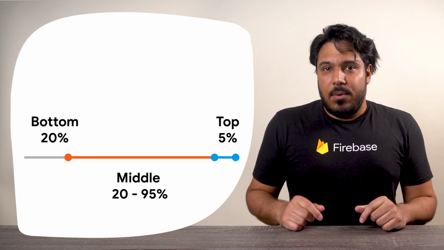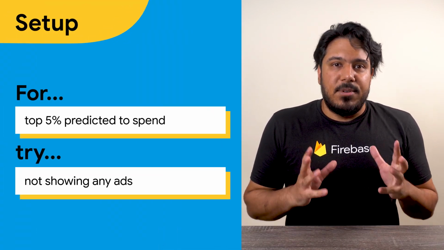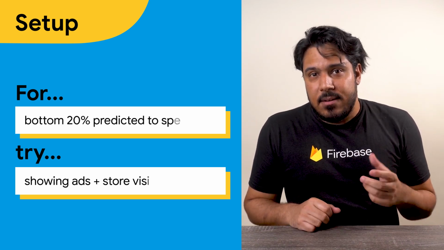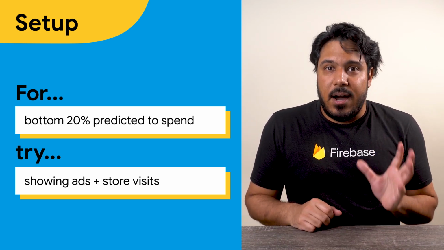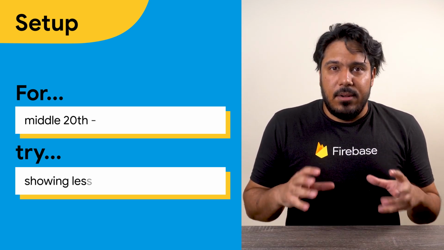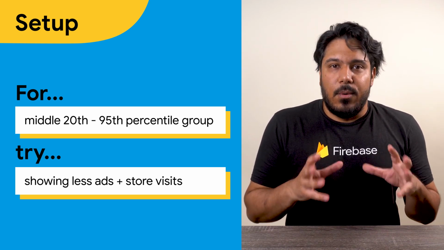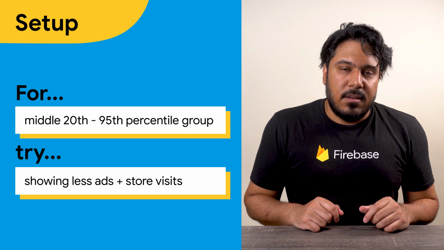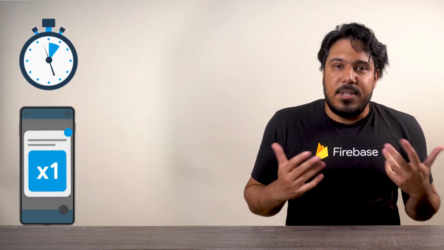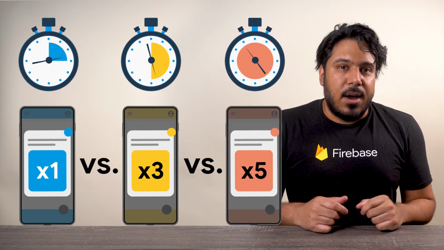For this episode, we're going to go with that second scenario. So for my top 5% group, I won't show any ads. For the bottom 20%, I'll show ads at a default higher frequency, as well as direct them to the store. And for my middle 20th to 95th percentile group, show ads, but at a lower frequency than my bottom 20%. But how many ads should I show them? Well, perhaps A/B testing different ad frequencies among this group is the way to figure that out.